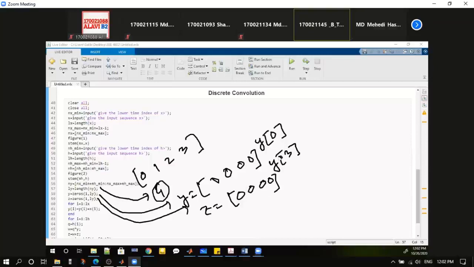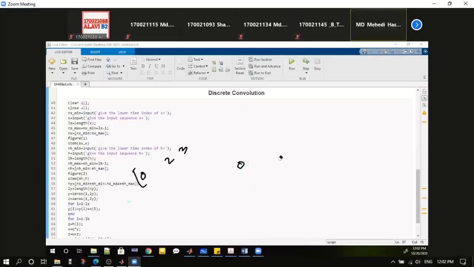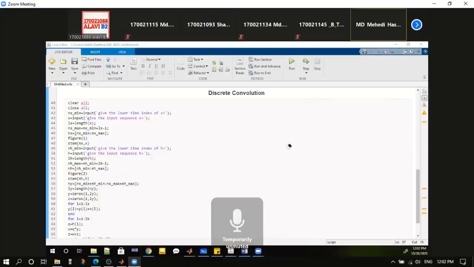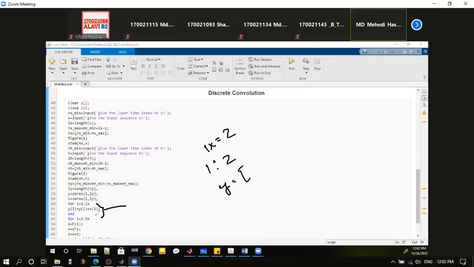Yes sir, clear sir. What is the purpose of the first for loop? Alvin? Sir, I couldn't hear you, sir. The purpose of the first for loop. What is the purpose of this for loop? It will run for the length of x. The length of x will be 2, isn't it? So it will run from 1 and 2. So y1 will be replaced with the value of x1. So the value of x1 is 2, 2, 0, 0. This will be the output of y after this for loop.